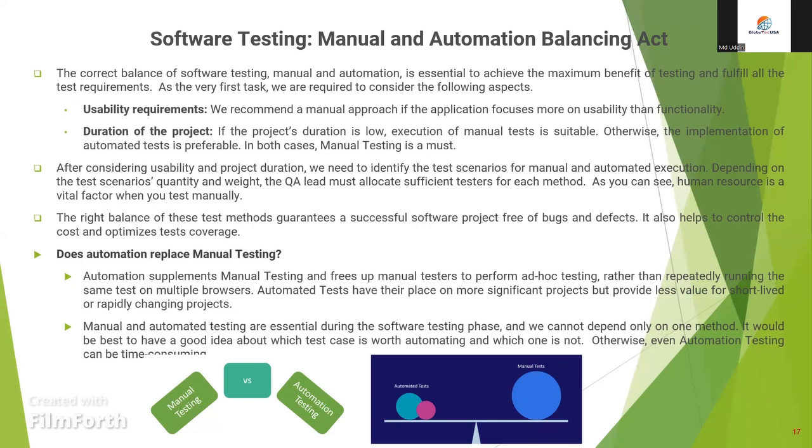So after considering usability and project duration, we need to identify the test scenarios for the manual and automation execution, and depending on the test scenarios, quality and weight, the team lead must allocate sufficient testers for each method, right? As you can see, human resource is a vital factor when you test manually. So after considering those things, the project manager or the team members will be allocated into different areas for their project. And the right balance of the test methods guarantees a successful software project free of bugs and defects, and it will also help to control the cost and optimize the test coverage, right?